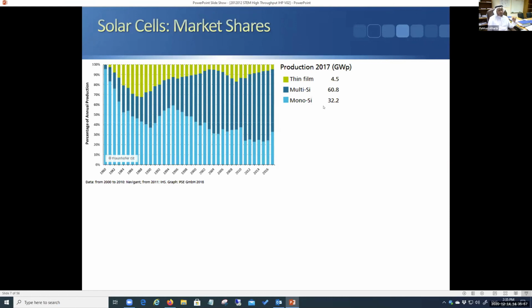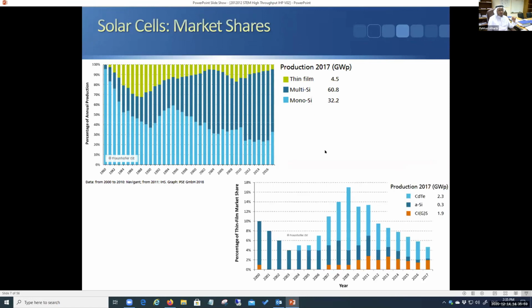That comes at the expense of the shares of other thin film technologies like cadmium telluride, amorphous silicon, and CIGS, which, as you can see, are kind of dying compared to silicon's growth. Hopefully other technologies will emerge that can compete with silicon, but currently the silicon solar cell is dominating the market.